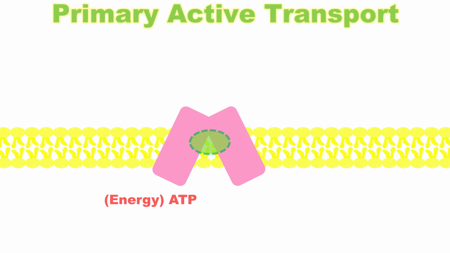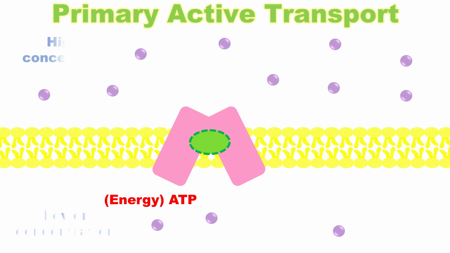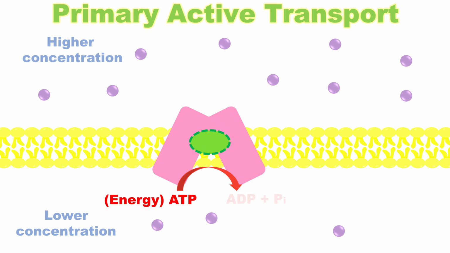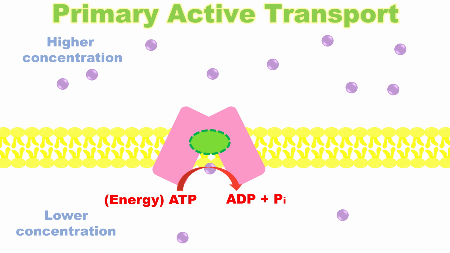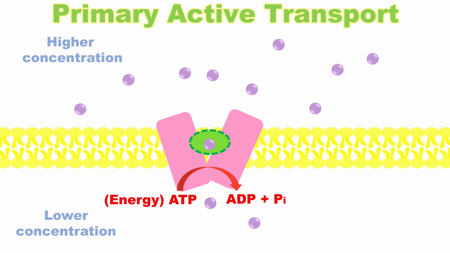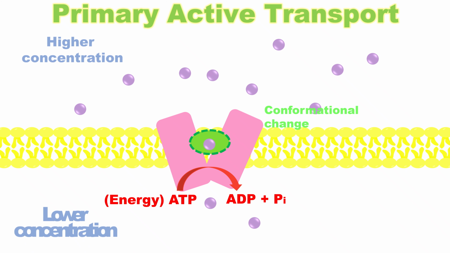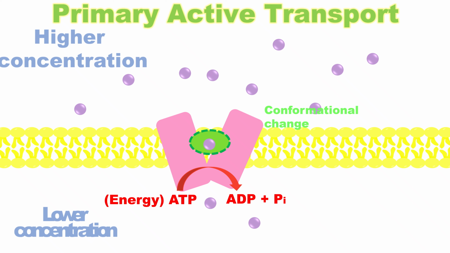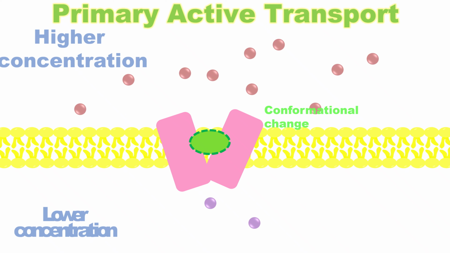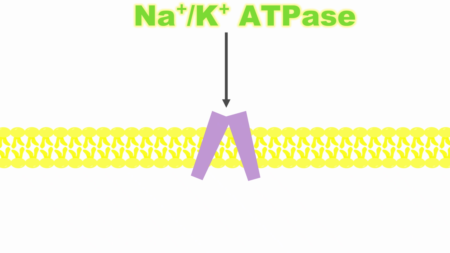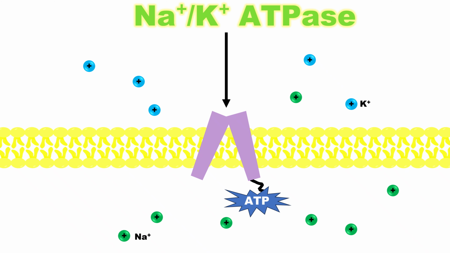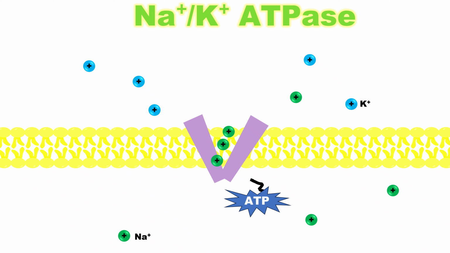Primary active transport uses direct energy, typically from ATP hydrolysis. Transporters, often called pumps, bind the solute on one side of the membrane, hydrolyze ATP to fuel a conformational change, then expel the molecules to the other side. Common examples include the sodium-potassium ATPase, which moves 3 sodium ions out and 2 potassium in per ATP.